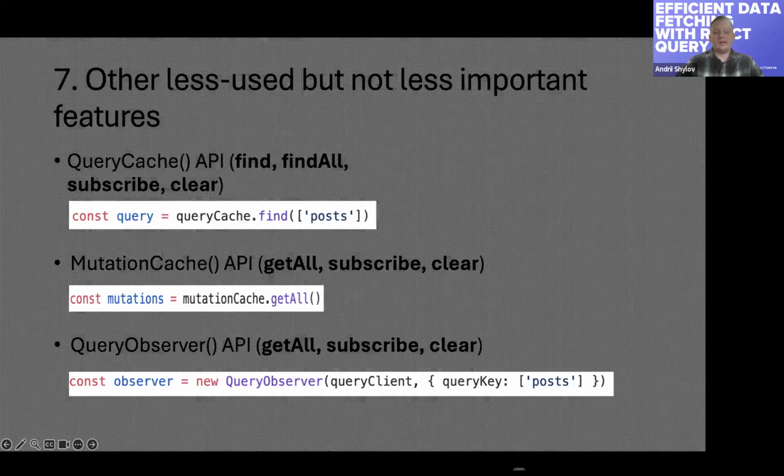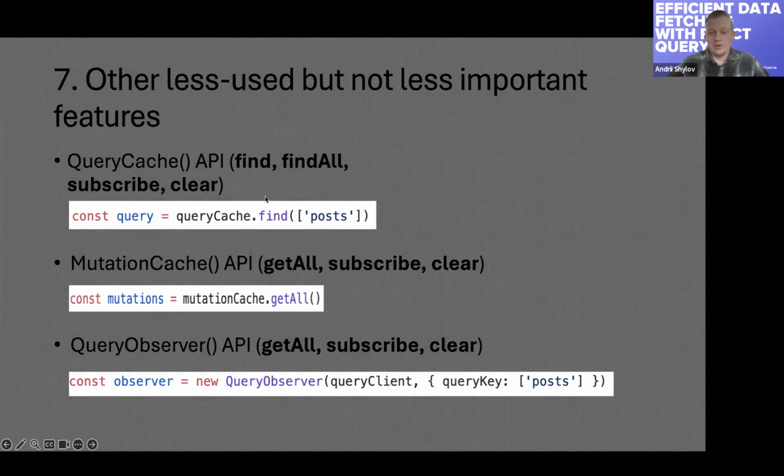Okay. Now let's talk about something else that the query client provides. To be honest, it is less used, as I wrote here, but at the same moment it is very important also. What I'm talking about especially is the query cache API. It is not a very generic way to get the data, but also a good one. We can find something in the cache by key, and the key is very crucial here. You can find all, you can subscribe, you can even clear. So you have full control of the query cache, and it's very easy to work with.